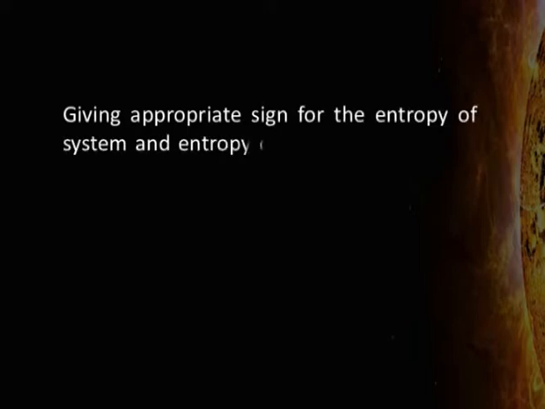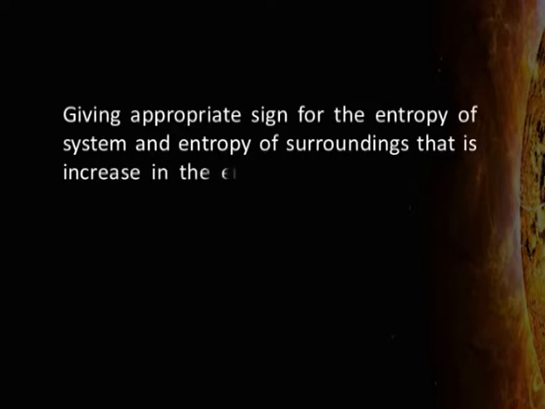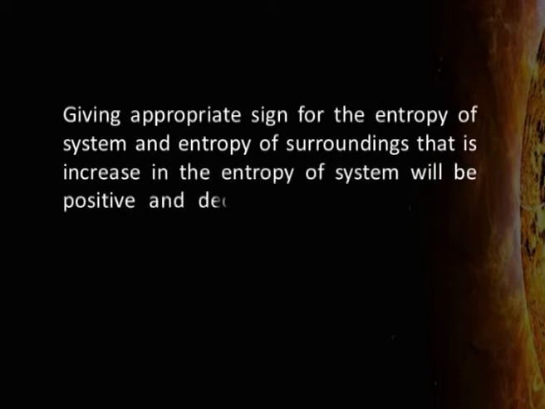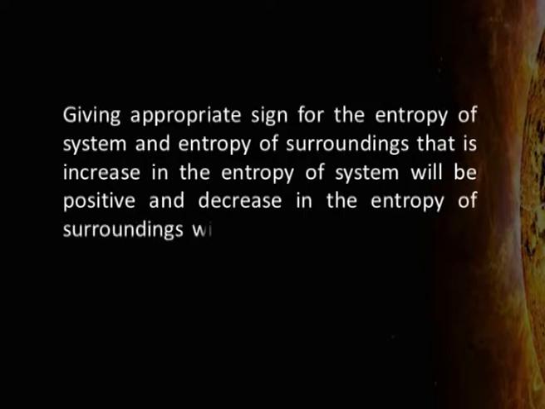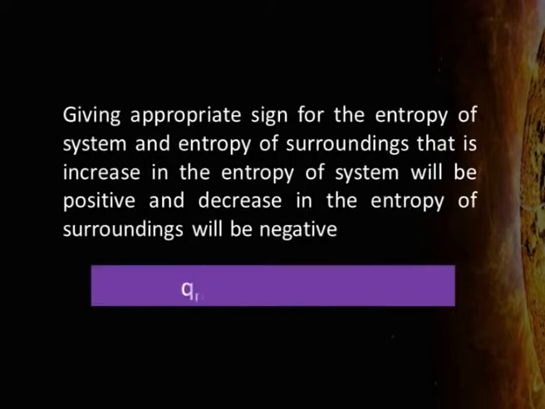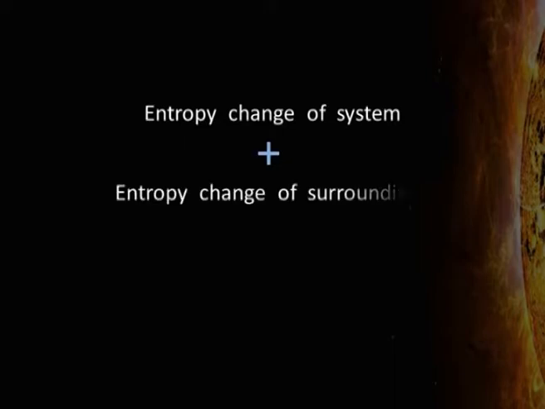Now, giving appropriate sign for the entropy of the system and the entropy of the surroundings, that is, the increase in the entropy of the system will be positive and the decrease in the entropy of the surroundings will be negative. We will get the equation Q reversible divided by T minus Q reversible divided by T, which will be equal to 0. This is the entropy of the universe, that is surroundings and system taken together. Therefore, for a reversible process, the entropy change of the universe, that is entropy change of system plus entropy change of surroundings, will be equal to 0.